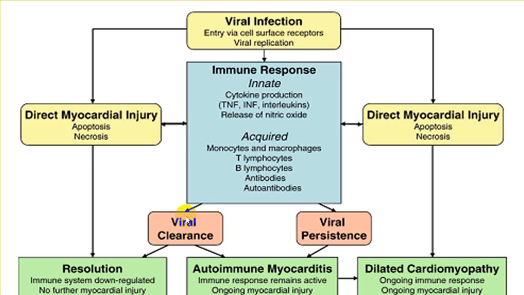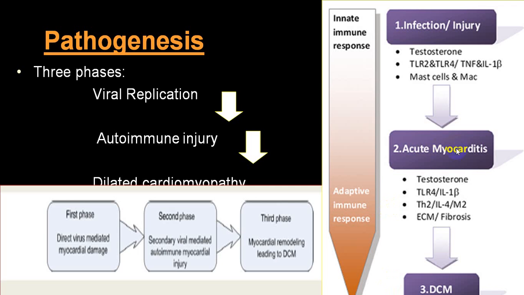Now either there will be viral clearance, which can resolve, or it can end up in autoimmune myocarditis, and the virus may persist and that can also end in autoimmune myocarditis, and autoimmune myocarditis can end in dilated cardiomyopathy. This is a vicious cycle, so indirectly the person can recover completely or can end in dilated cardiomyopathy because of continuous damage. So the first stage is infection and injury, the second stage is acute myocarditis, and then it can end in dilated cardiomyopathy. So usually they say first phase, second phase and third phase.